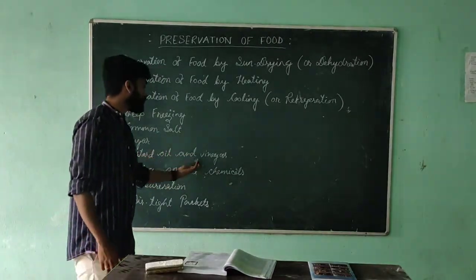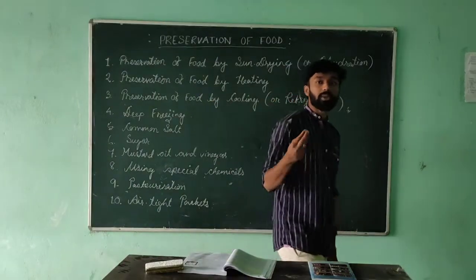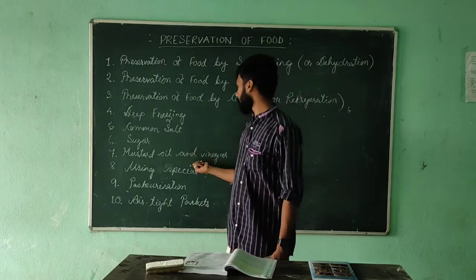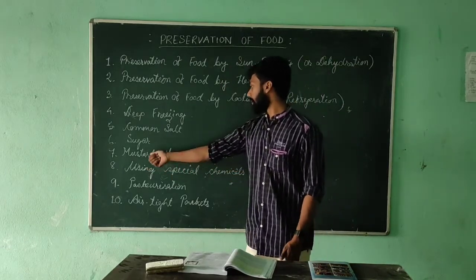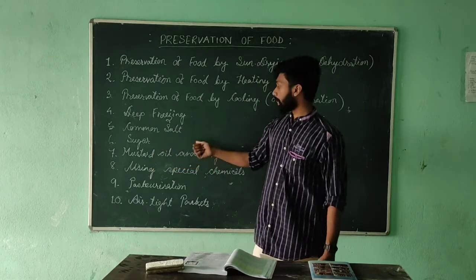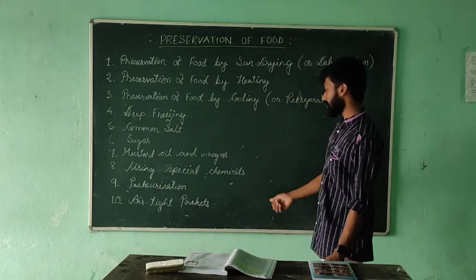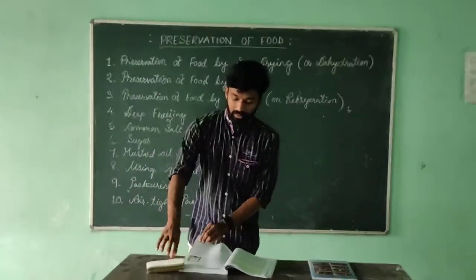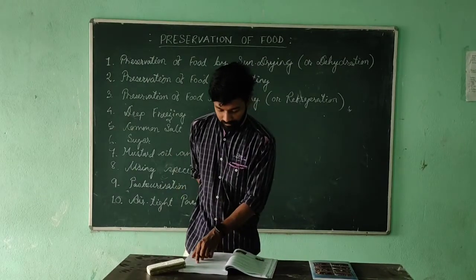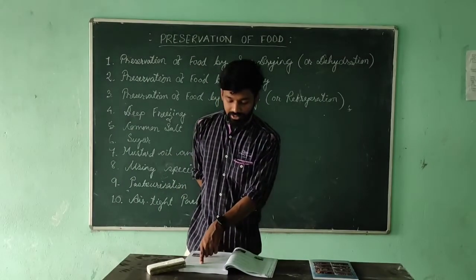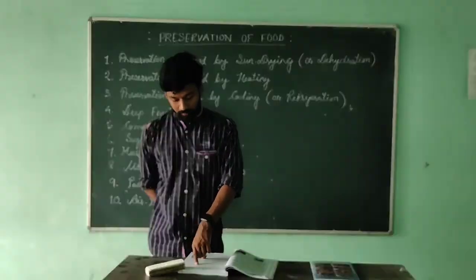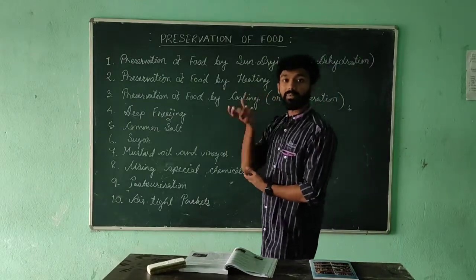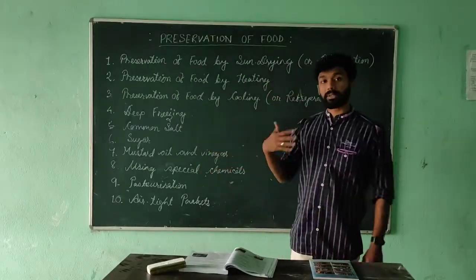Then by mustard oil and vinegar. Mustard oil and vinegar we also use for preservation, for example of lime pickles and all. We protect the lime pickles by using vinegar and mustard oil. Okay. Then the next one is using special chemicals. We use some special chemicals for the preservation of food. The two chemicals given in the textbook are sodium metabisulfite and sodium benzoate. Usually sodium benzoate is used for preservation, that means it kills the bacteria present in the food, and thus it preserves the food.